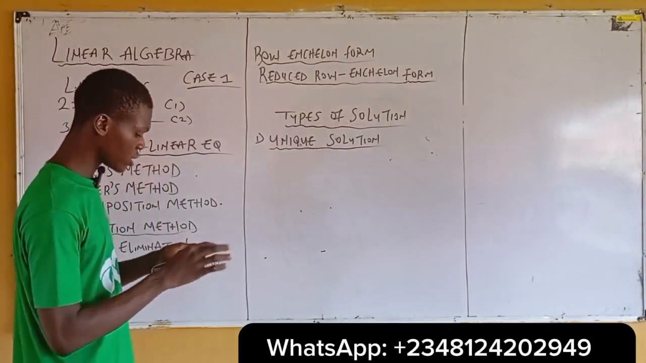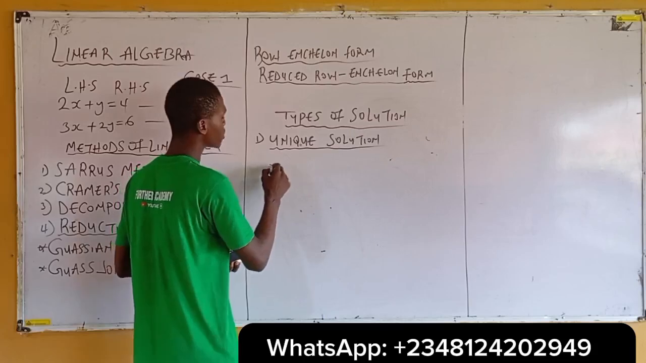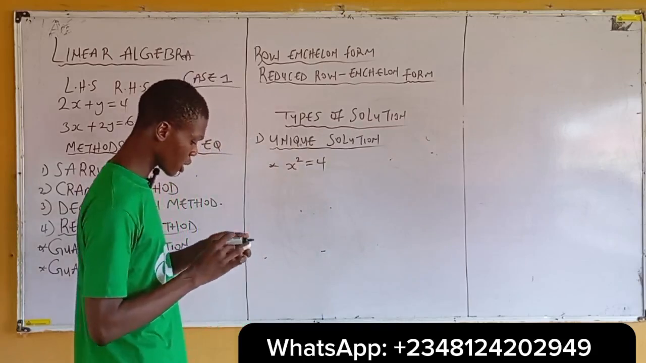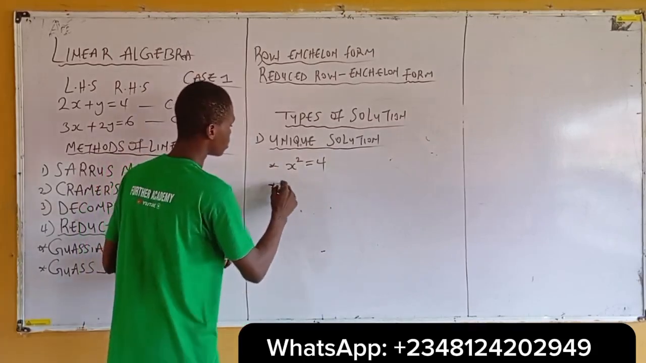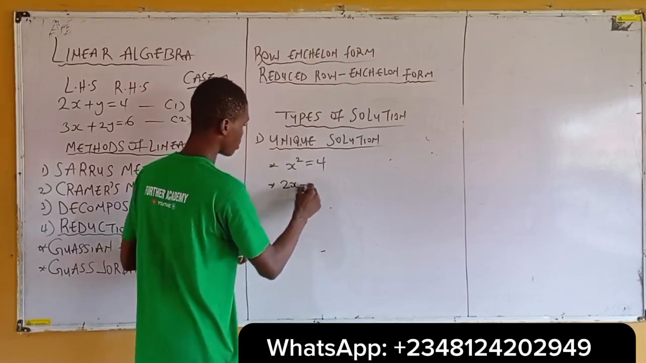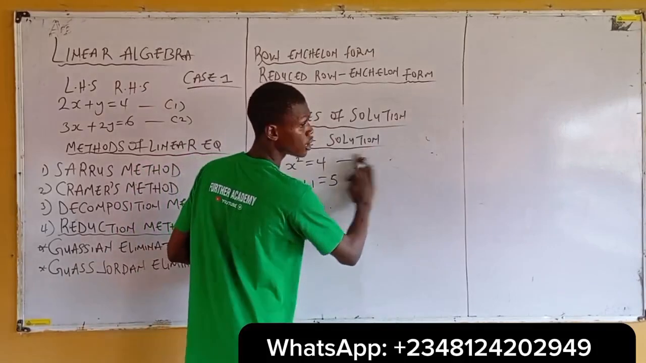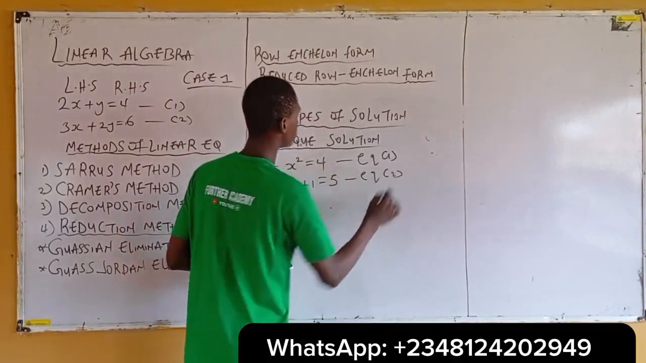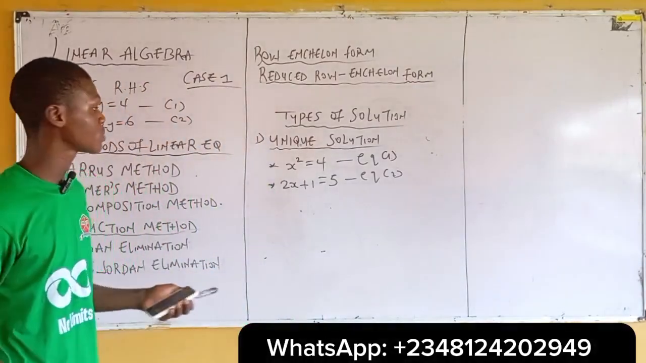Now consider this. Let's say the first equation, x squared equals 4, and the other equation, 2x plus 1 equals 5. Say this is equation 1 and this is equation 2. Now let's solve equation 1 using basic mathematics.